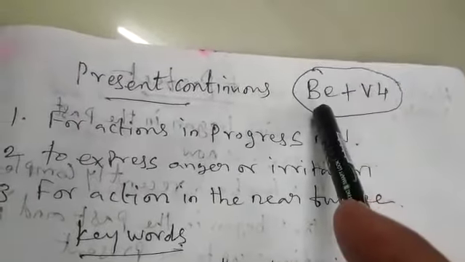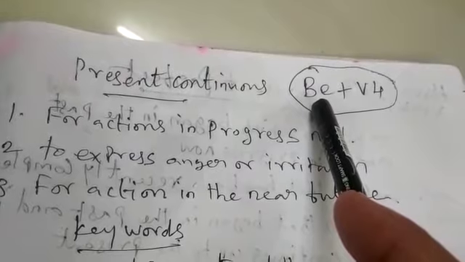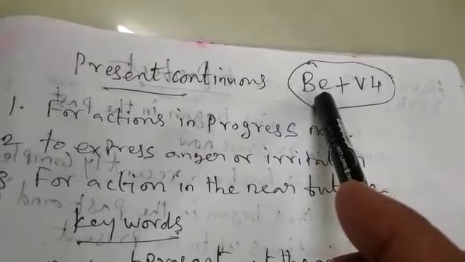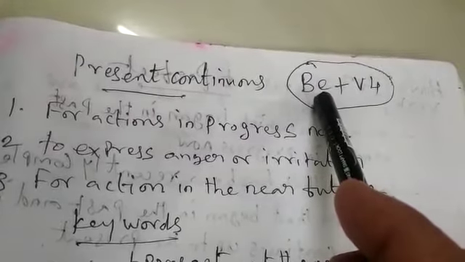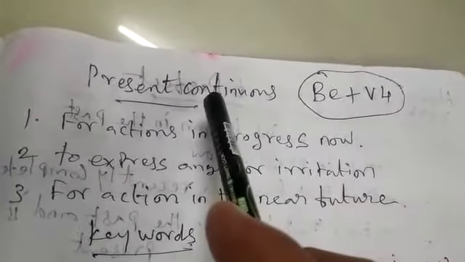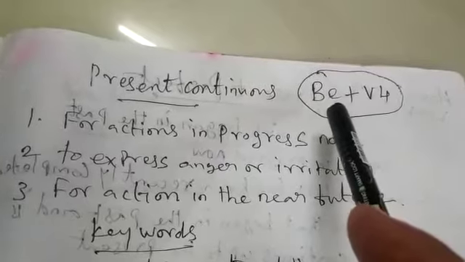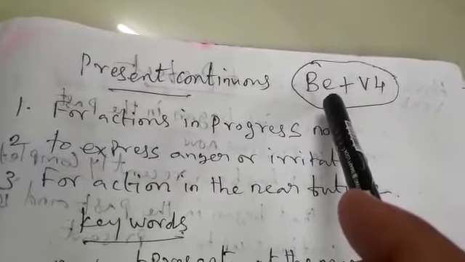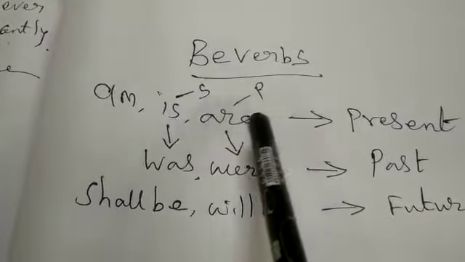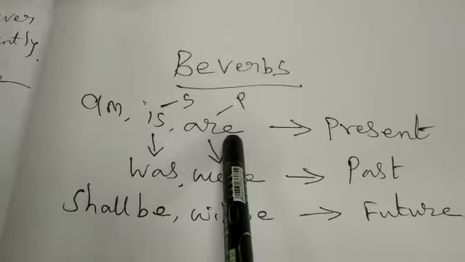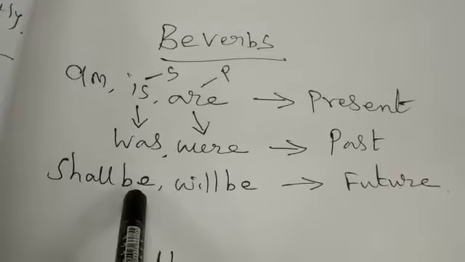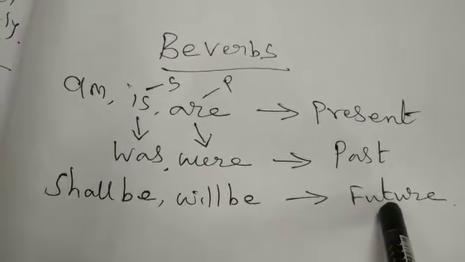Right. What are be verbs? How to identify be verbs? What are the kinds of be verbs? You should study be verbs and have verbs very well before you go to continuous tense and perfect tense. Okay, let's move on. Be verbs. Here I give you be verbs. Am, is, are, present tense. Was, were, past tense. Shall be, will be, future tense.